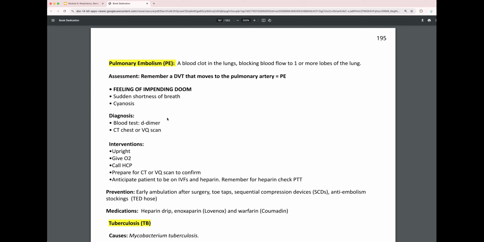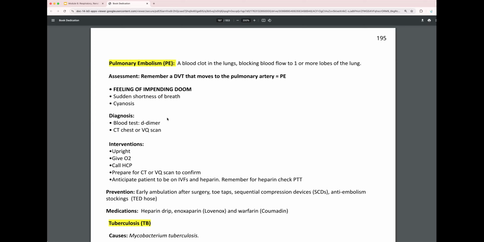So to diagnose it, they're going to do a blood test called the D-dimer. If the D-dimer is elevated, the patient could have a PE. Not definitely. If a patient has an elevated D-dimer blood test, they could have a PE. We have to follow it up with either a CT of the chest or a VQ scan to diagnose it.